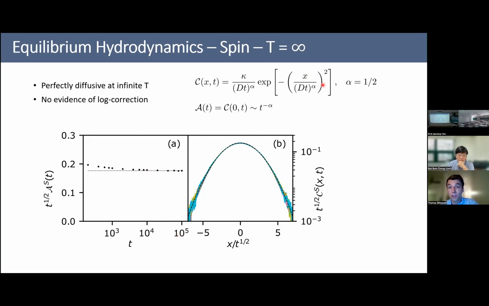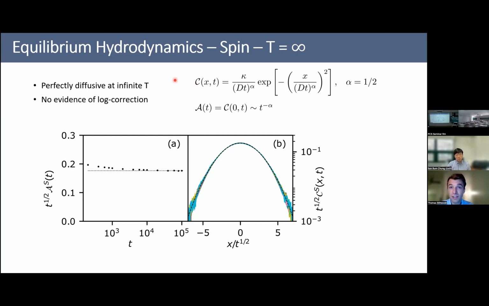In addition, you can also look at the full correlation function, again, on the right-hand side, with the diffusive scaling at high temperature or at infinite temperature. This perfectly collapses onto a Gaussian. So this is perfectly diffusive. Everything is good at infinite temperature.